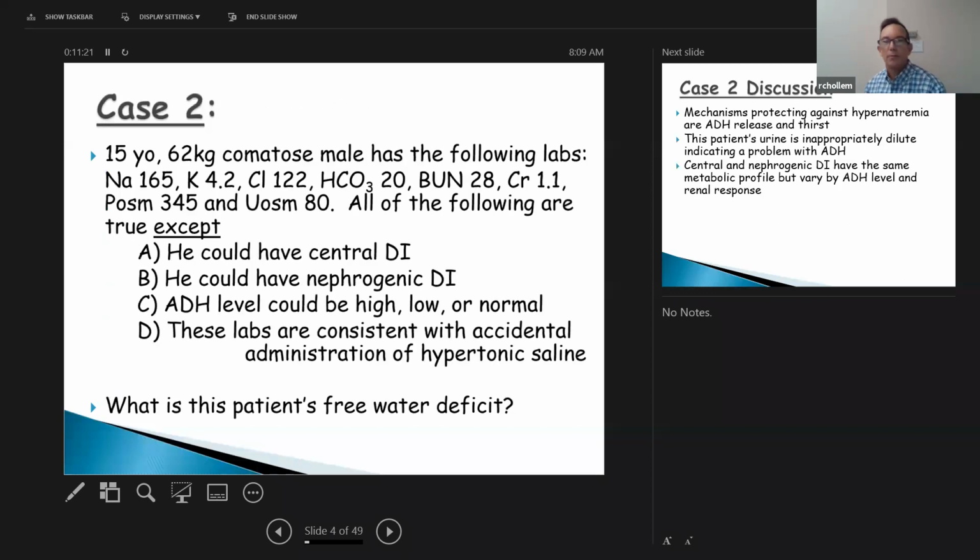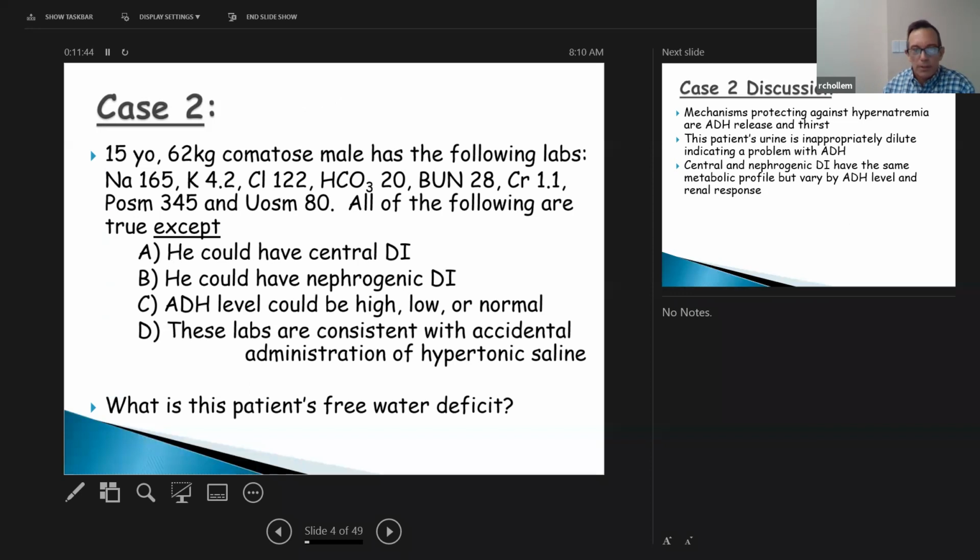All right, let's flip to the opposite side of that. A 15-year-old comatose patient has a sodium of 165. The rest of the labs you see there, BUN 28, creatinine 1.1. In this case, the plasma osmolality is 345 and the urine osmolality is 80. All of the following are true except. So which one is not true?